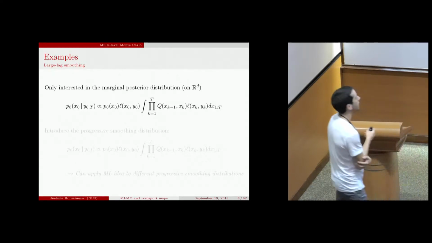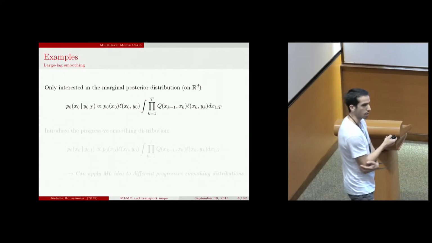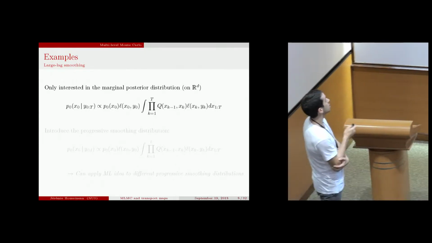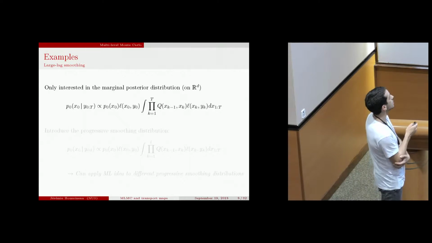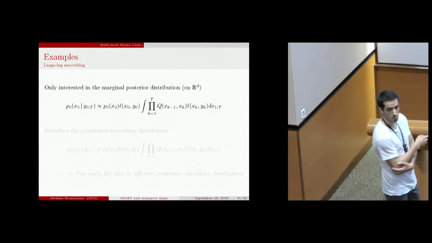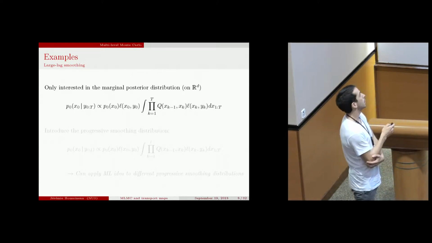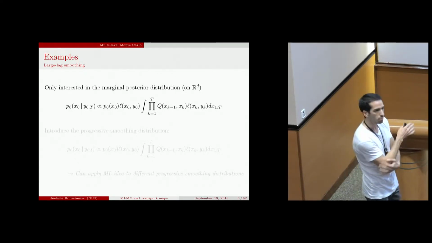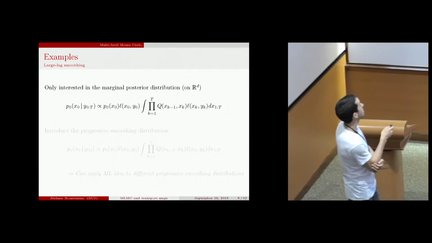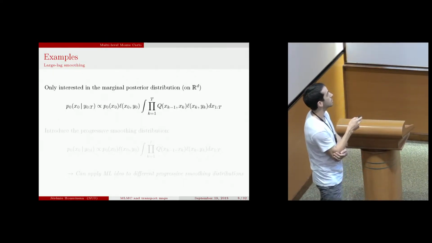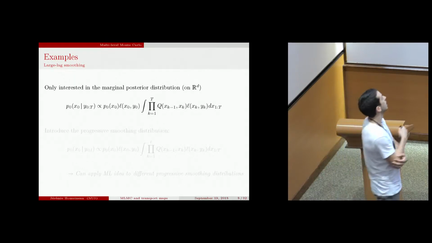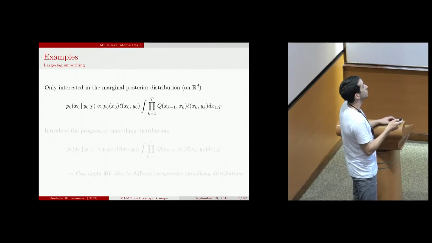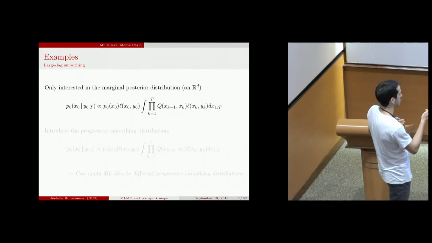All right, so another case where we can use this multi-level strategy is if we want to do large lag smoothing. Let's say we're only interested in the smoothing distribution at the initial time step. Here we could have some interval 0 to k that's fixed, but for the sake of simplicity, we just consider the first time step. Of course, this is just a marginal of the full smoothing distribution. There's nothing complicated here.